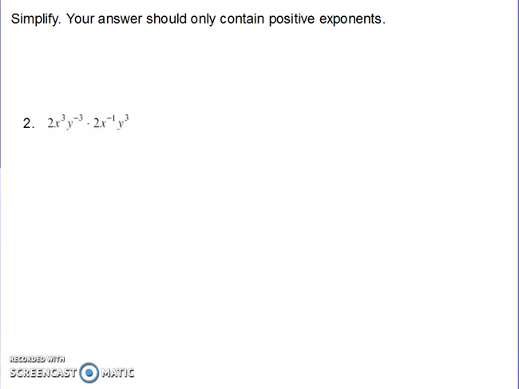For our next problem, once again, we pretty much have a string of multiplication, and we can rearrange the problem so that similar bases are next to each other. And use our rule that says when you have two of the same base multiplied, you add exponents.